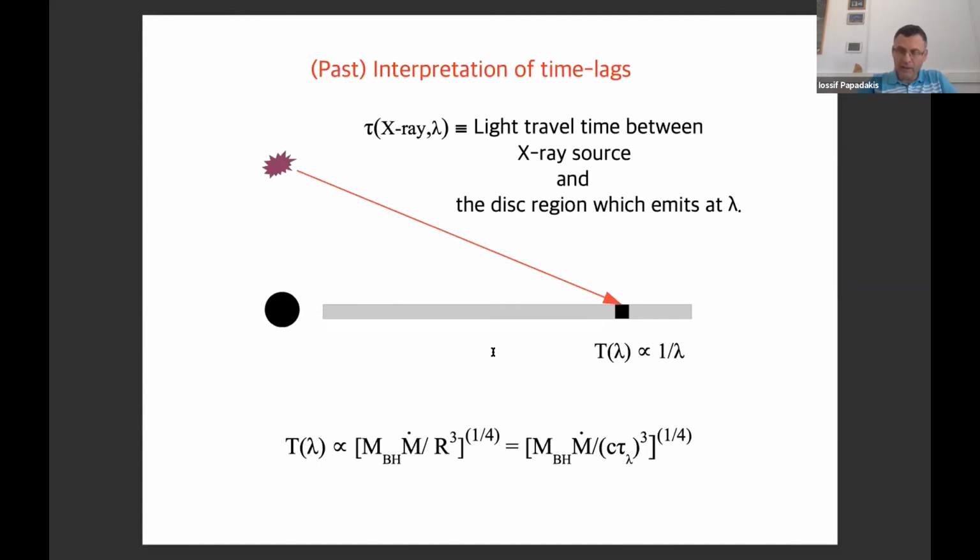Now, according to the standard disk model, the temperature at this distance from the center will depend on the distance. The further you go out, the cooler the disk is going to be, but it also depends on the black hole mass and on the accretion rate. And of course, if you assume that this distance is given by your light travel time, and you put there the delay that you see, then because you observe at that particular wavelength, you can measure, for example, the accretion rate that you need to heat the disk to that kind of temperature at that kind of distance.